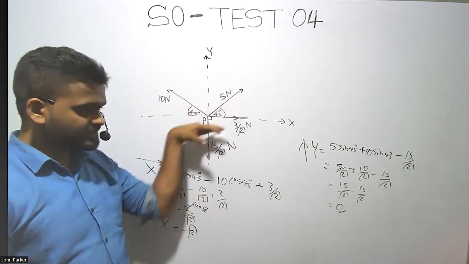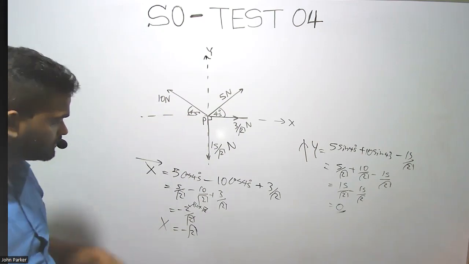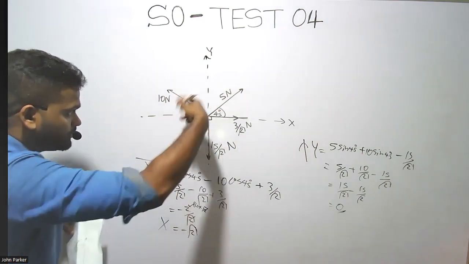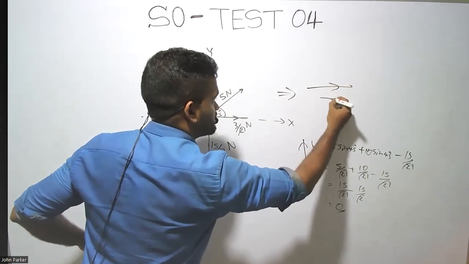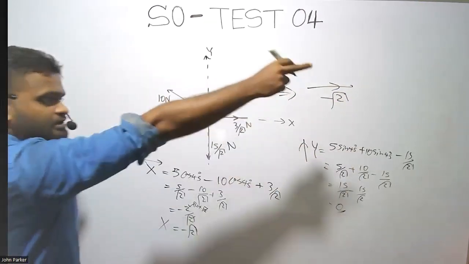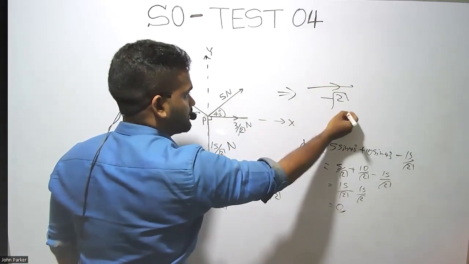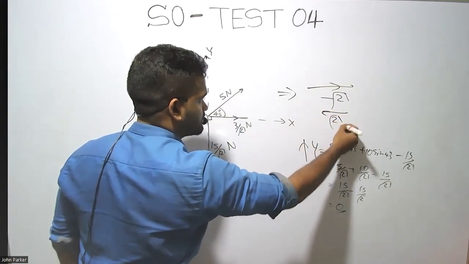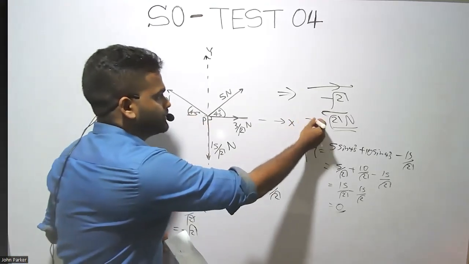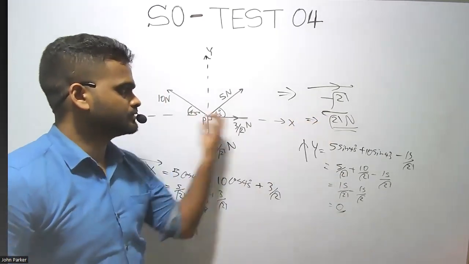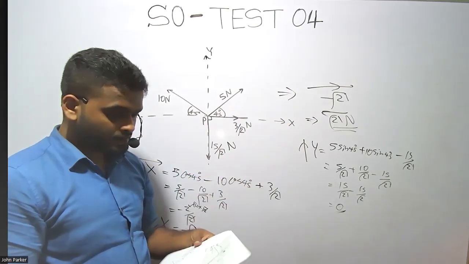So the whole system only has a component in this direction, that is, this whole thing is reduced to this one, right? Minus root 2 in this direction. Then you can flip the arrow and make it positive. So this whole system is reduced to root 2 Newton in this direction. That can be considered as the negative x direction.